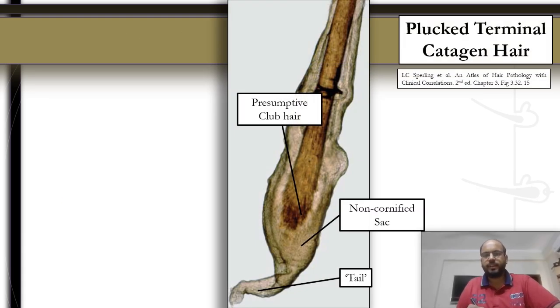So look at this plucked terminal catagen hair. You see this kind of frayed edges of the hair bulb. You see a non-cornified sac surrounding, which is just made up of the crumpled sheath, and a tail which just symbolizes the perifollicular fibrous sheath, which comes out because the attachment is still left. That attachment will be lost in telogen hair. Let's move forward.